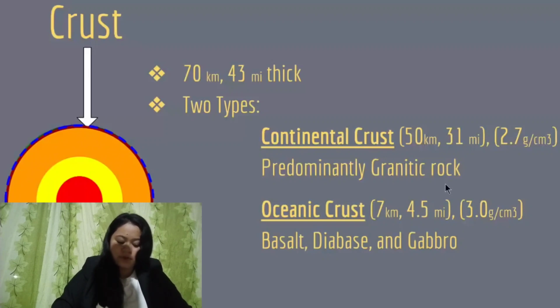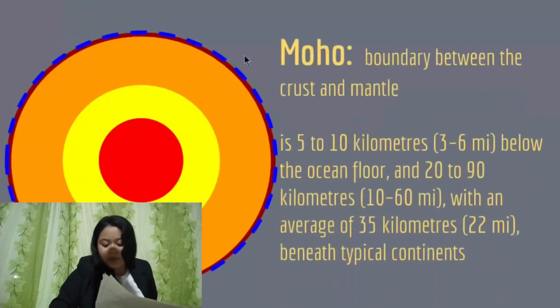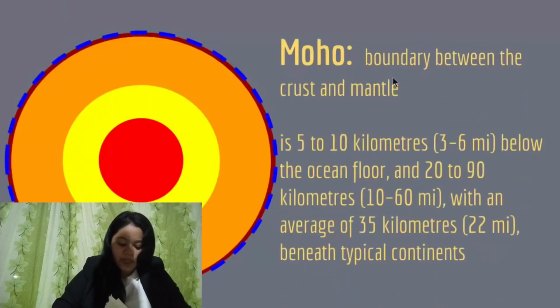After the crust, we have a region that is called the Moho. The Moho is the boundary between the crust and the mantle. It is about 5 to 10 kilometers below the ocean floor, and 20 to 90 kilometers, with an average of 35 kilometers, beneath the typical continents.